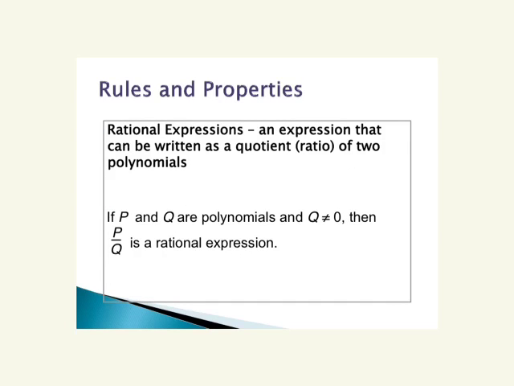Alright, so here in Chapter 11, Section 2, we're going to be working with rational expressions and rational functions. First of all, a rational expression is an expression that can be written as a quotient or a ratio of two polynomials. So in other words, you're going to have something like p over q, in which p and q are both polynomials. And you have to remember that q cannot equal 0, because if q equaled 0, then we would have an undefined fraction. Whenever you hear the word rational, just think fraction.